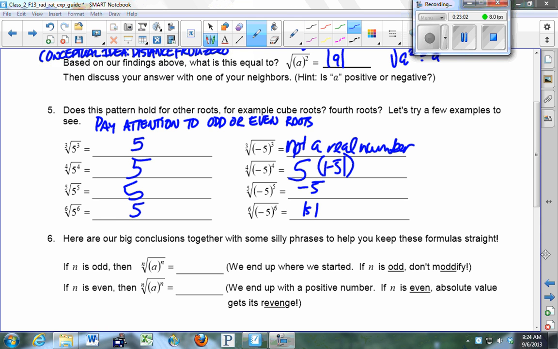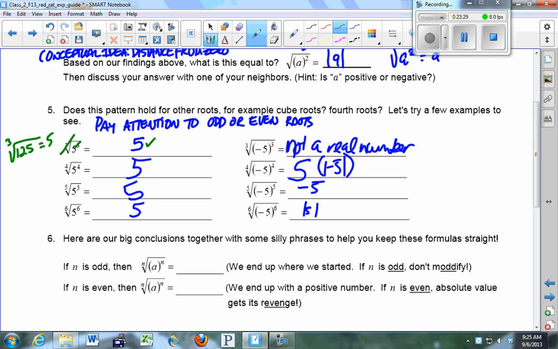So the cubed root of 5 cubed, cube root undoes cubing. They are inverse operations. Correct. That's the same thing as saying this. What is the cubed root of 125? What number do I cube to get 125? Well, it's staring at you right in the face. It's 5. 5 is what I cubed to get 125.